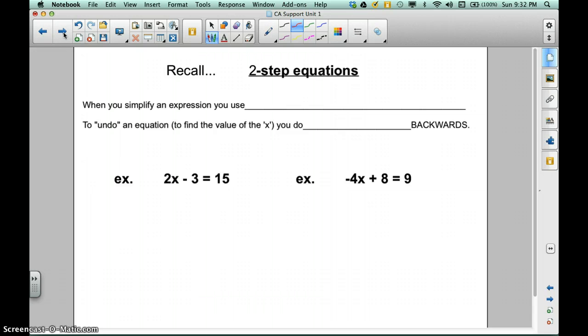Okay, so the next two are two-step equations, and this is more likely what you'll see, so we need to make sure that you can do those. Do you remember what you used to help you remember how to simplify an expression? I hope you do. When you simplify an expression, we use a mnemonic that helps us to remember what order to do everything in. PEMDAS: parentheses, exponents, multiplication, division, addition, subtraction. Well, to undo an equation, which is essentially what we do when we're solving an equation, when we're looking for the value of x, you do PEMDAS backwards.